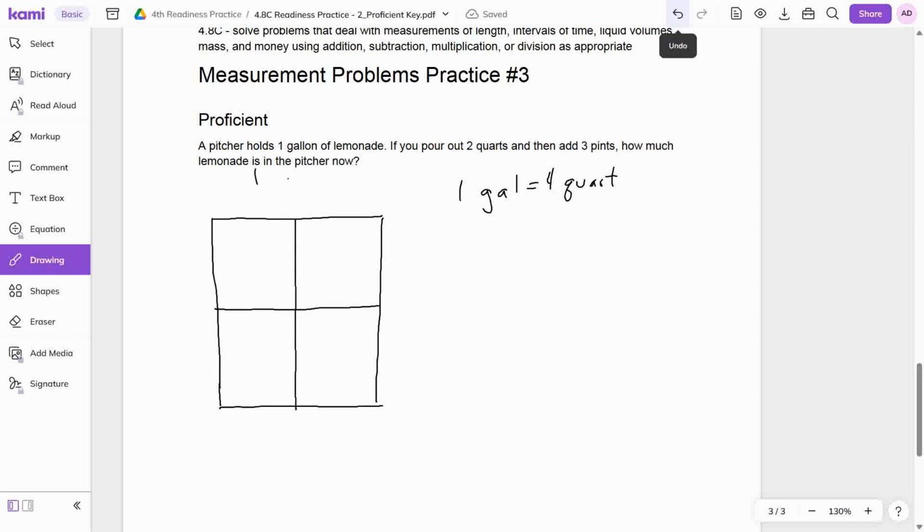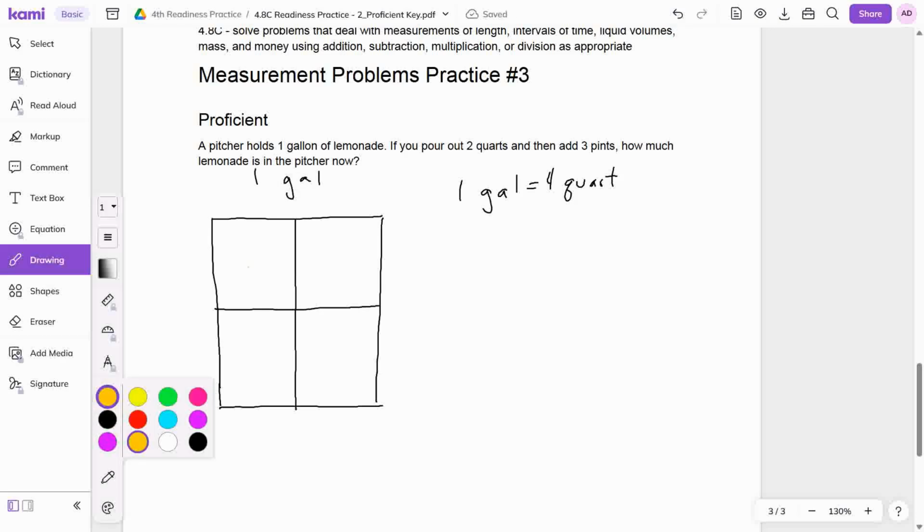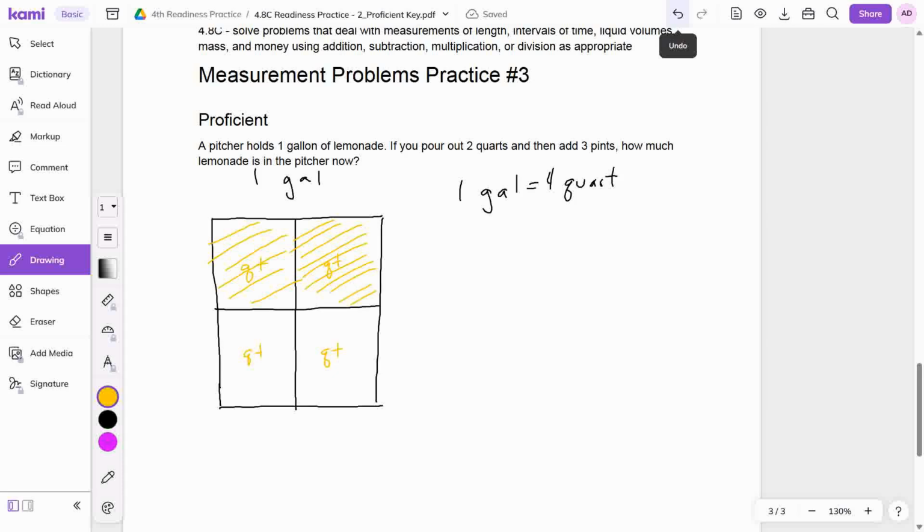Okay, so this is 1 gallon. And then these are going to be my quarts. So I'm just going to put them in orange. Quart, quart, quart, and quart. All right, so if I pour out 2 quarts, then these two are gone. So I've poured out half a gallon. There's 2 quarts left. But then I need to add 3 pints.